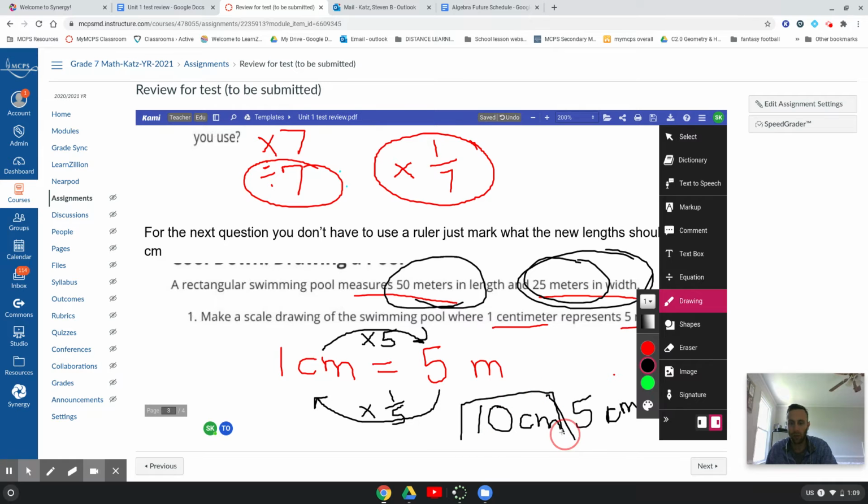So these would be your new drawing. You'd basically draw a rectangle and say that this side would be 5 centimeters and this side would be 10 centimeters. And if you actually had a centimeter ruler, you can actually draw it.